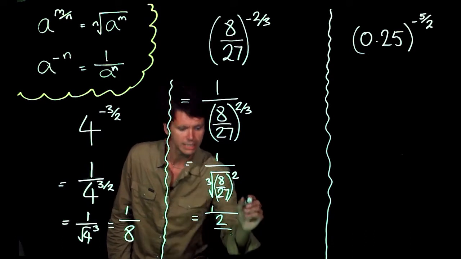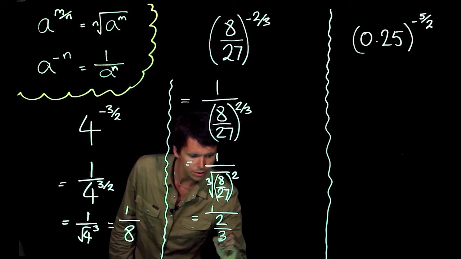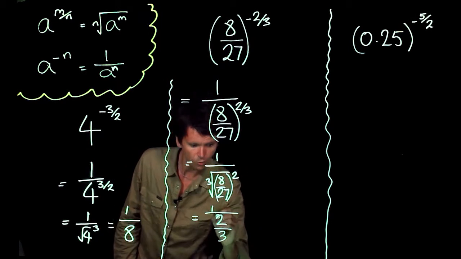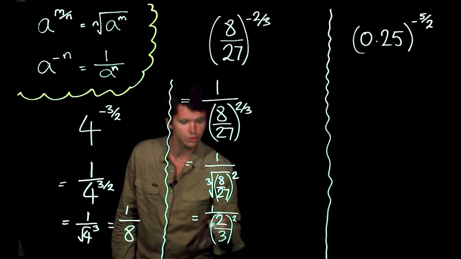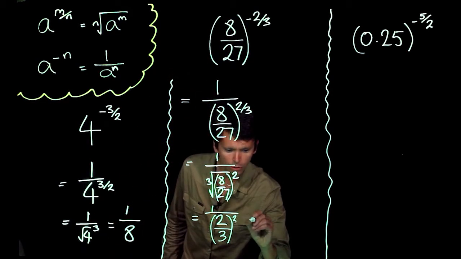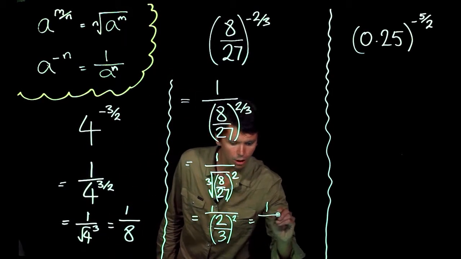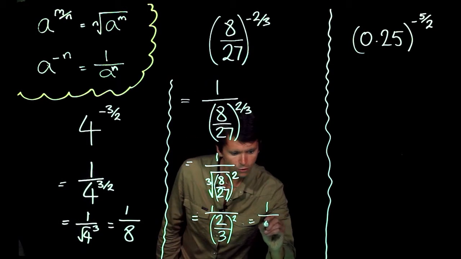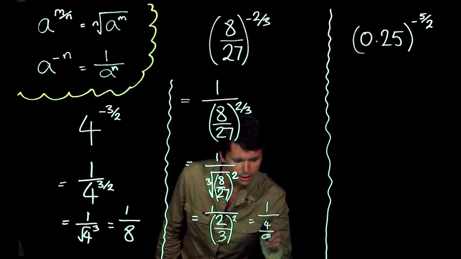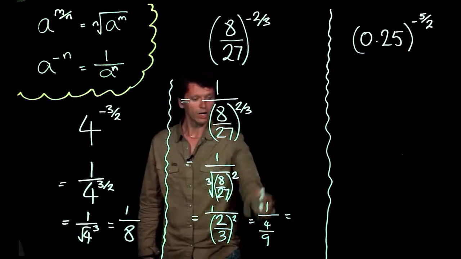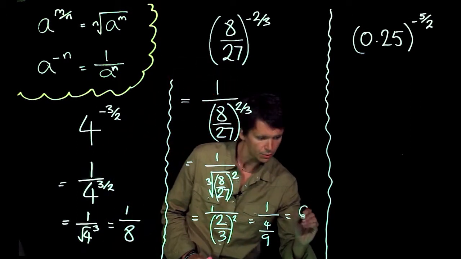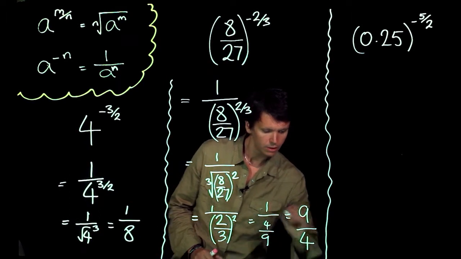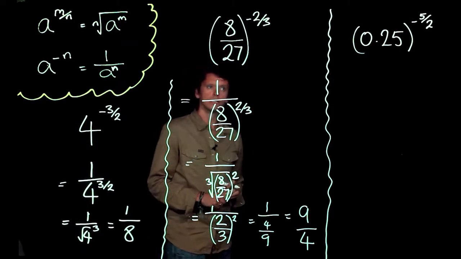And the cube root of 27 is 3. We haven't yet dealt with that. So we are 1 over 2/3 squared, which equals 1 over, 2 squared is 4, 3 squared is 9. So we are 1 over 4/9, the reciprocal of 4/9, which just equals 9 over 4. Okay.